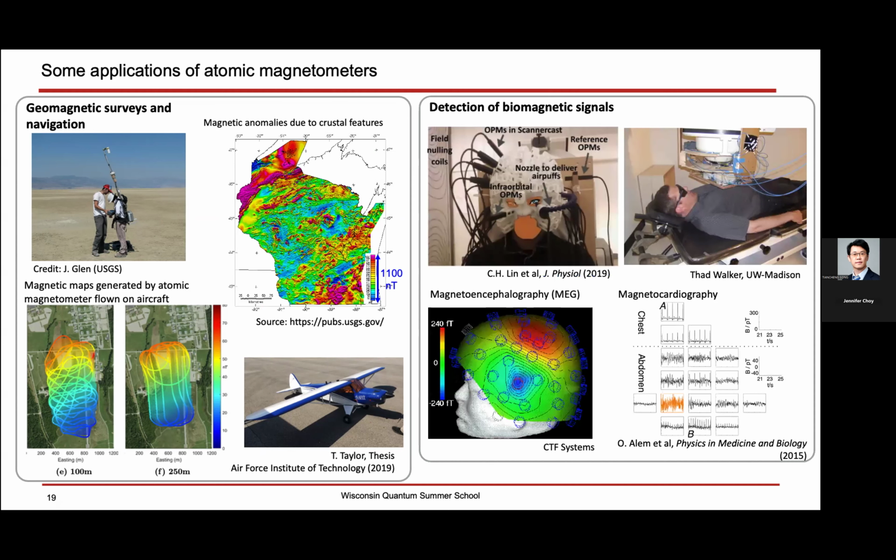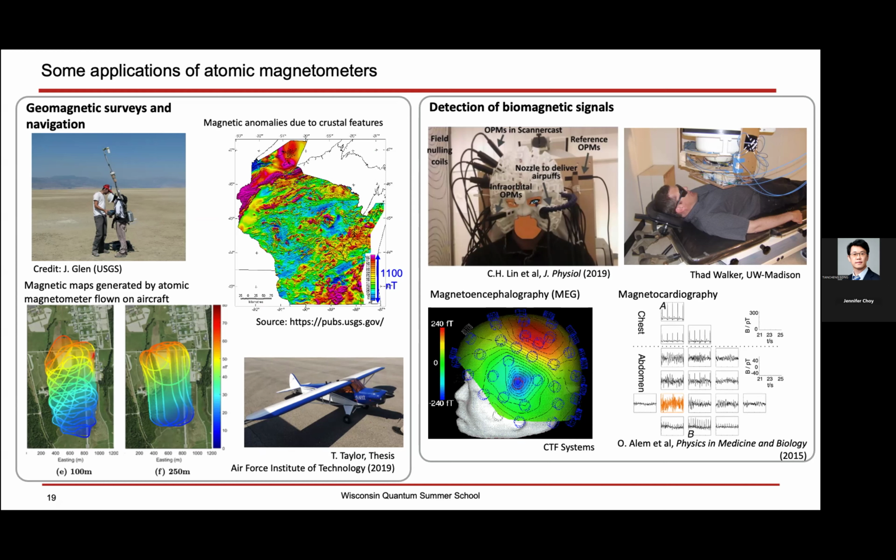Okay, so then that leads me to another class of applications, which is detection of biomagnetic signals. I always like to show that picture up there because it's of Professor Thad Walker in the physics department, who is one of the world's experts in developing these atomic sensors. And what Professor Walker is testing here is a magnetic field sensor for potentially testing fetal heart rate. So this is known as the application of magnetocardiography.